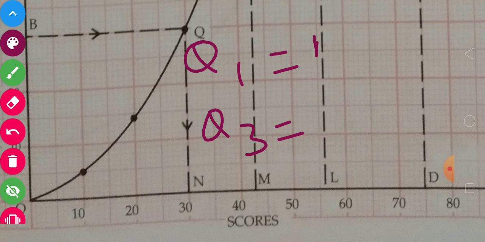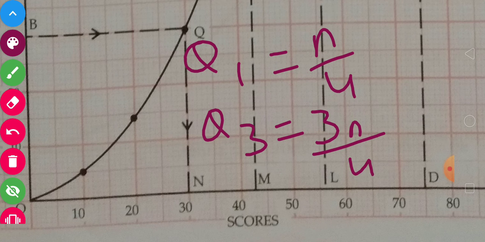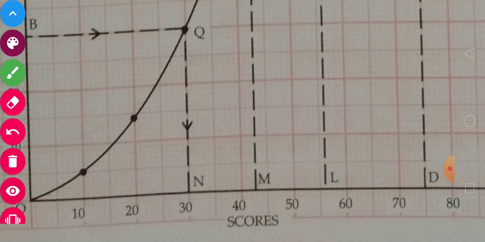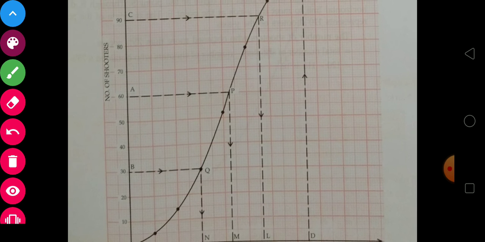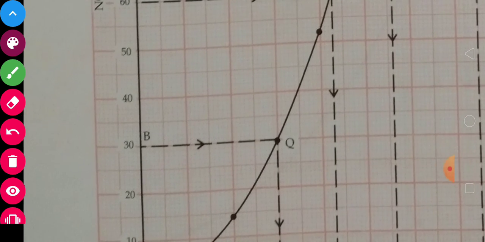So Q1 was n by 4 and Q3 is 3n by 4. So that means it is 120 by 4, which is 30, and 30 into 3 will be 90. So on 30 and on 90 we have to plot these points or the line. First one was 30. Let us see where 30 is on the y-axis.